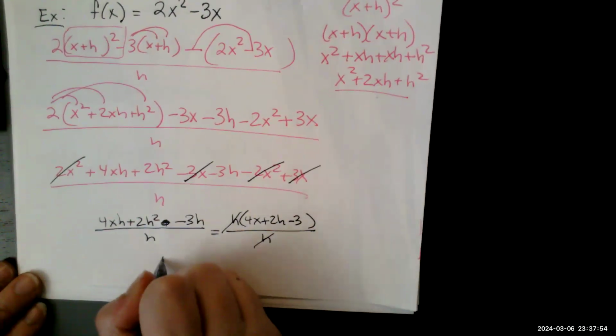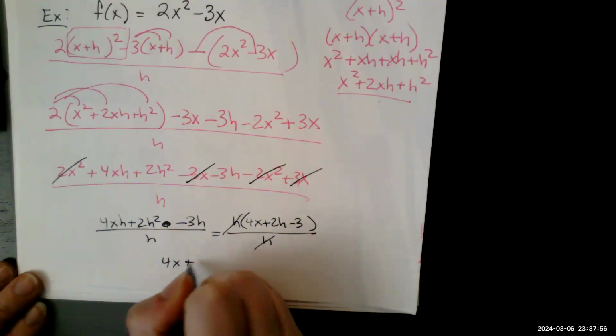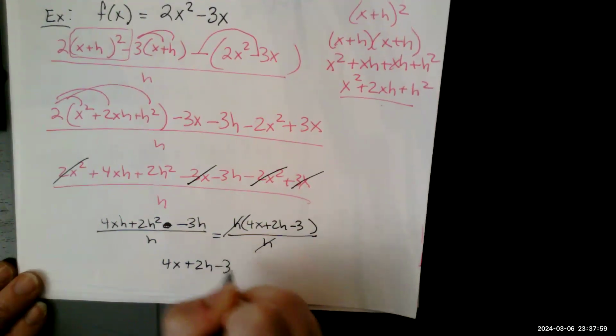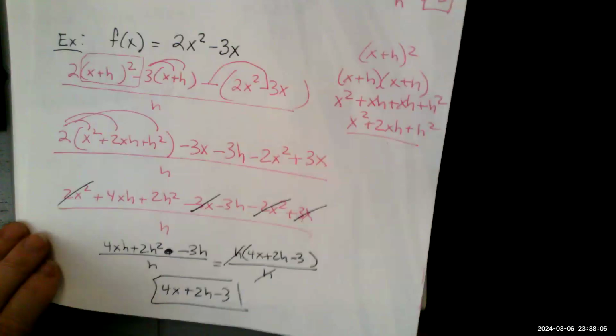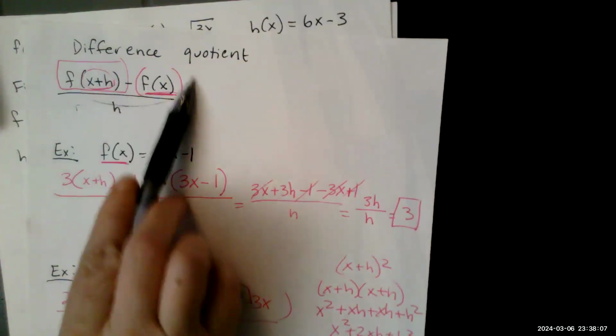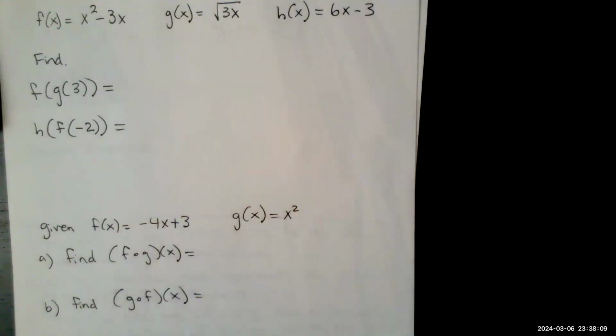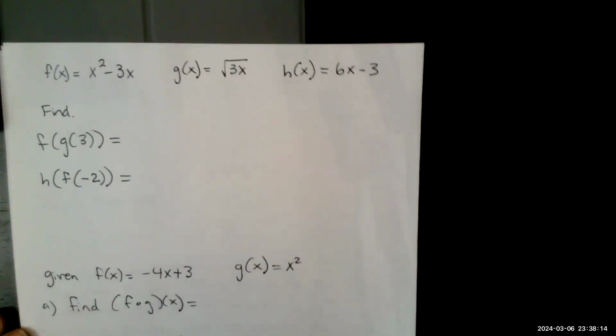Final answer, 4x plus 2h minus 3. Okay, so that's just a very, very specific formula, but there's how you use it. Okay, more compositions. So this we've already talked about.